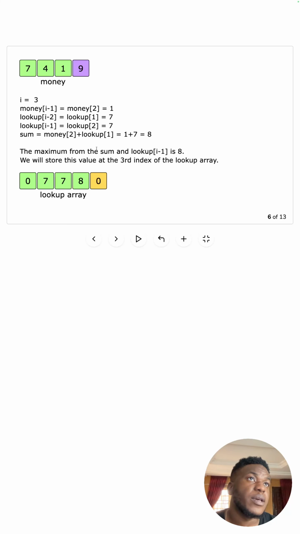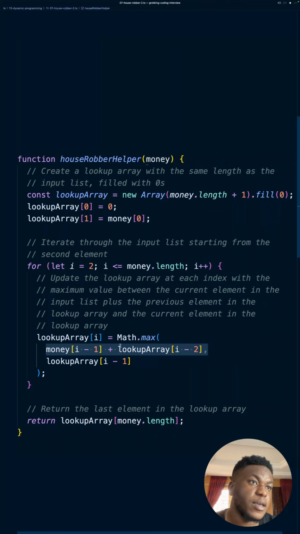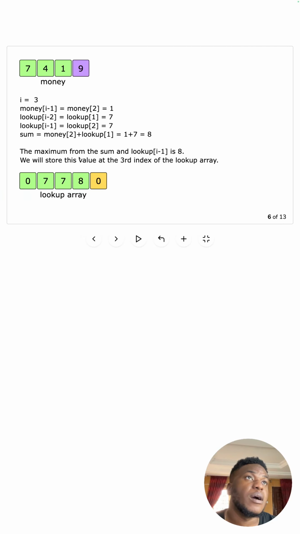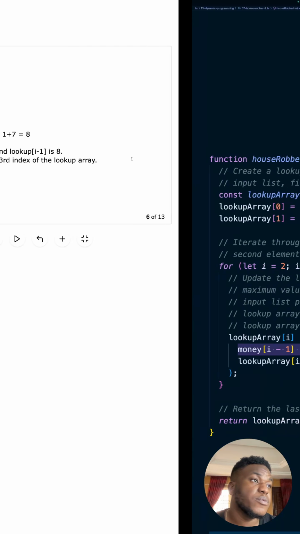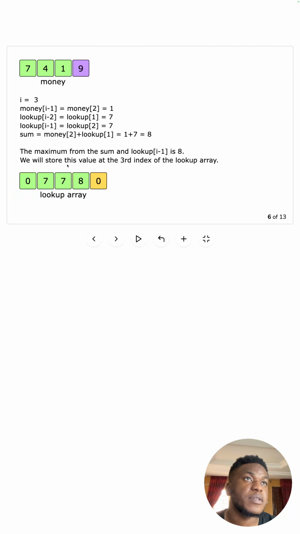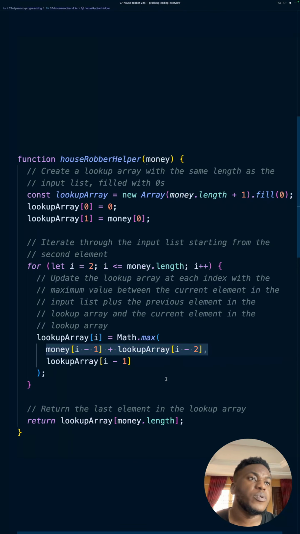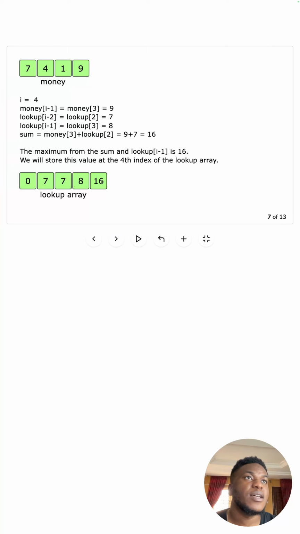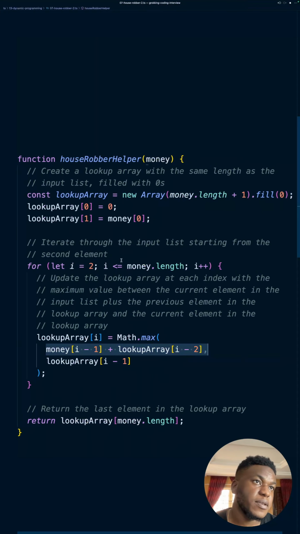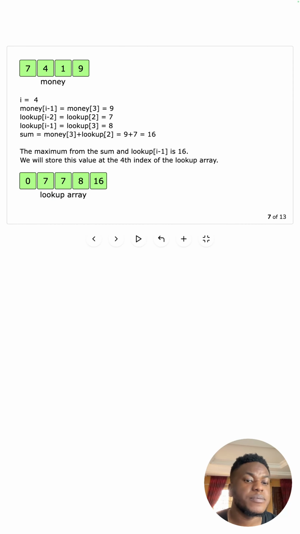And so this top thing here, in this case, winds up being 1 plus 7, which is better than if we just consider that last house and didn't take the money here. So in this case, we're taking the money here, and that's going to give us 8. And then we do it again till we get to the end, right? Because again, we're looping to the end. And that brings us down to 16.